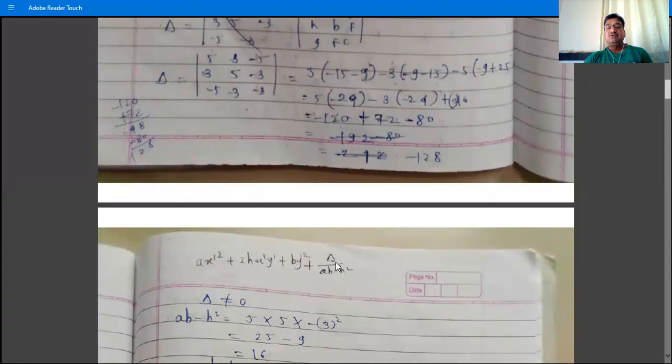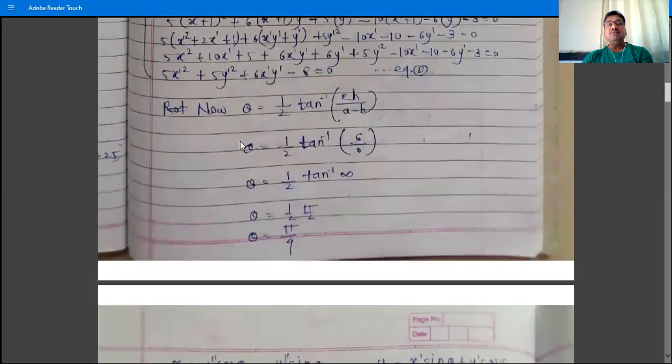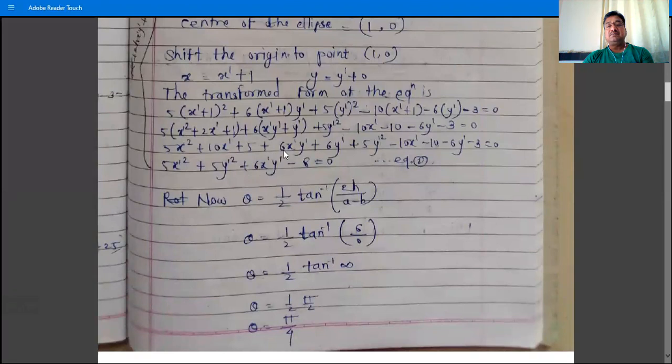This is the direct formula to obtain the equation number second in order to remove the linear terms x and y. Okay, so now in order to remove the product term x dash y dash, we rotate the axis through an angle theta is equal to 1/2 tan inverse 2h divided by a minus b. Because the equation of ellipse in the standard form is what? x square by a square plus y square by b square is equal to 1. So in the standard equation of ellipse, there is the term x square, the term y square, and the constant term 1.